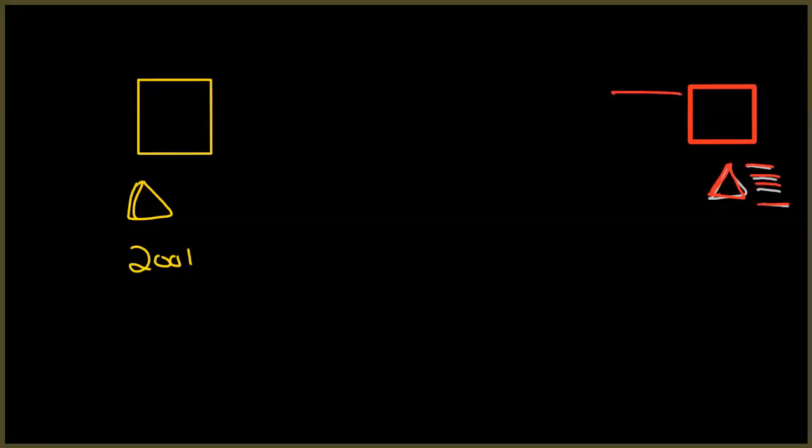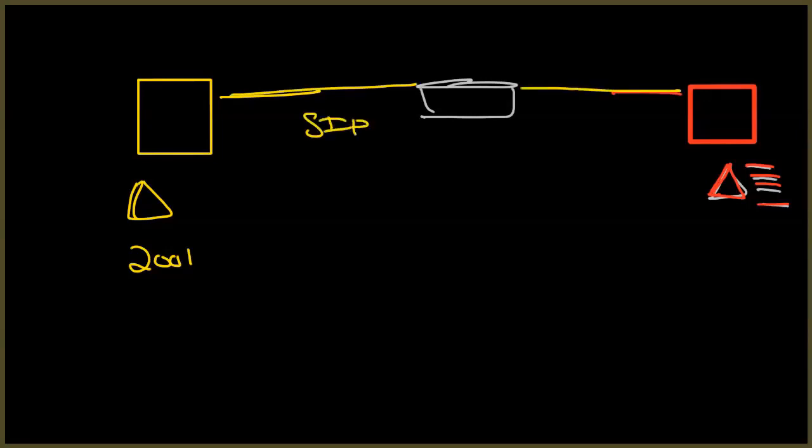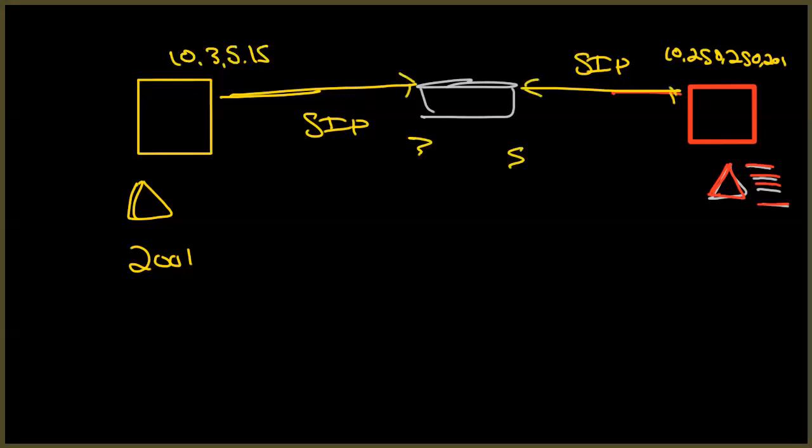And then we have our Call Manager, and then we have our CUBE. So we have a SIP trunk here, and then we have a SIP trunk to there. This is the 10.250.201.10, 3, 5, 15. And we're going to be pointing to that. And so our call is going to go through the CUBE. I'm going to go to the CUBE, and I'm going to turn on debugging. And we should be able to see the SIP call as it goes through.